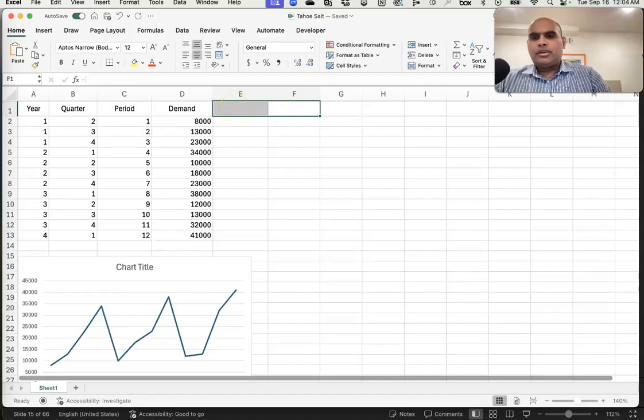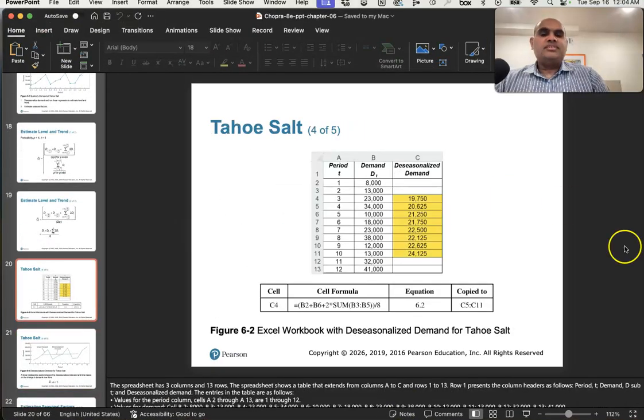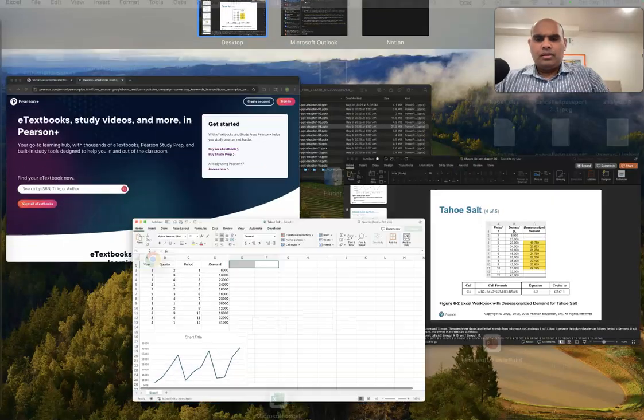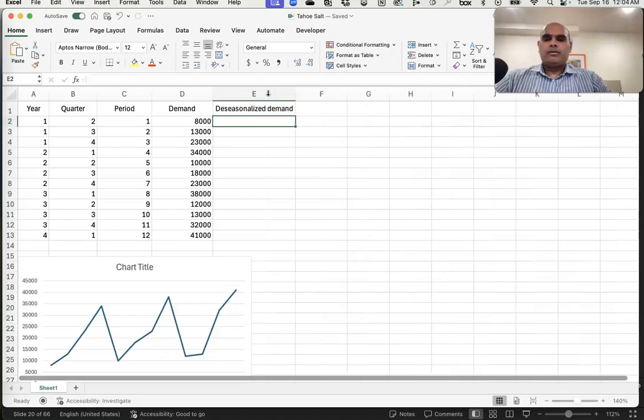So the first step that we are going to do is calculate, what did they call it? Deseasonalized demand, right? So we need to calculate that. For that, we had to calculate a deseasonalized demand. Now, what we are doing here is we are trying to calculate some sort of running average, so that you can look at it more as a linear trend rather than change in your seasons. How do you do that?